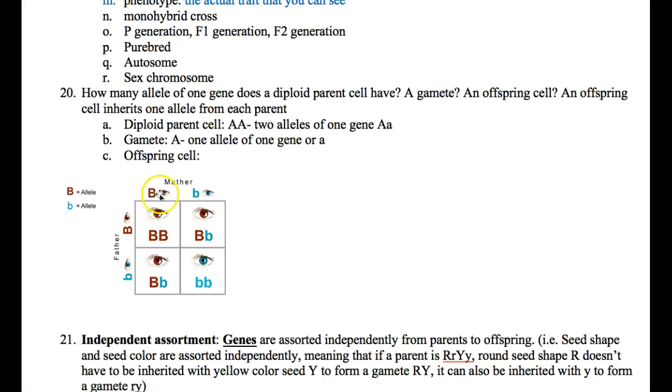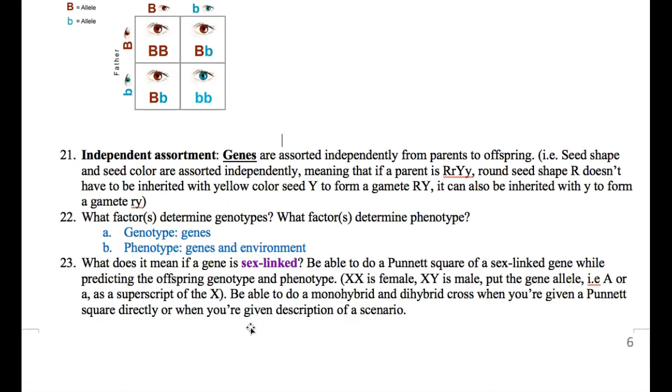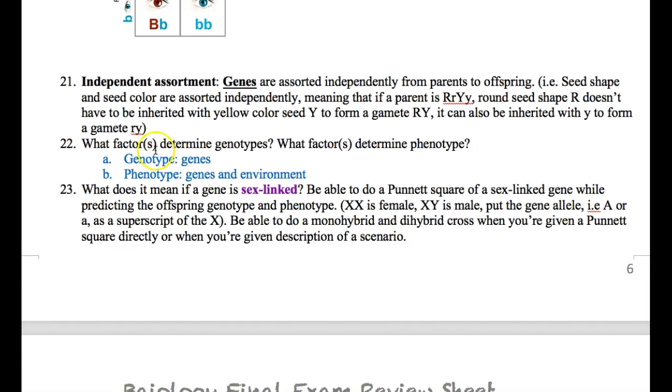You either get big B for the gamete from mother, the egg can either have big B or little b, and the sperm can either have big B or little b. And for a kid, big B, little b, for example, this kid right here, he or she gets one allele from mother, one allele from father. So two haploids together, and then we get one diploid for the child. The next one, independent assortment, we already talked about that.